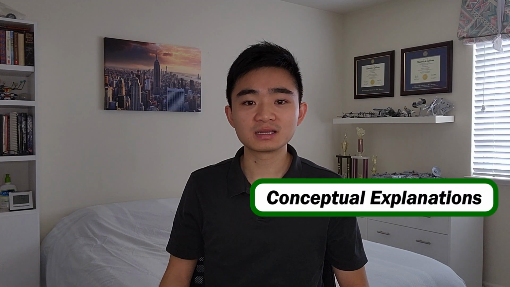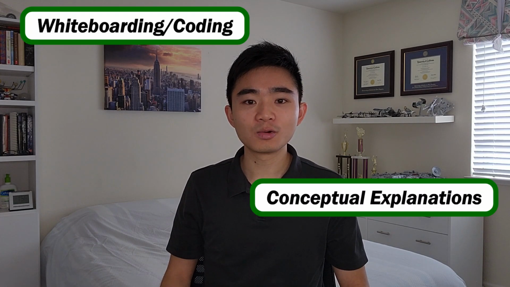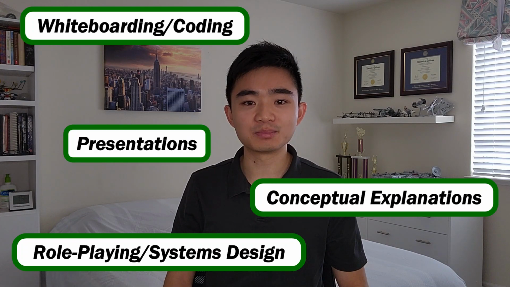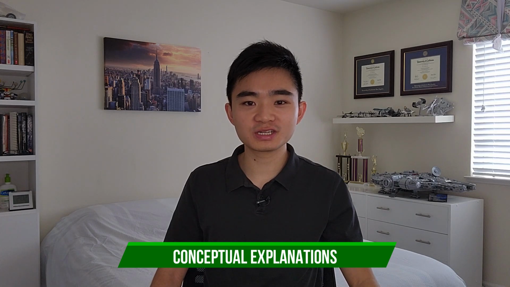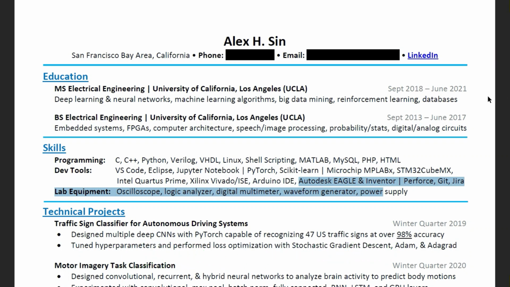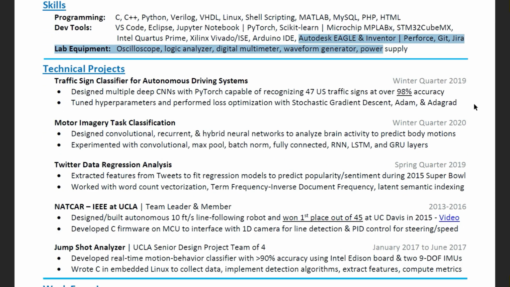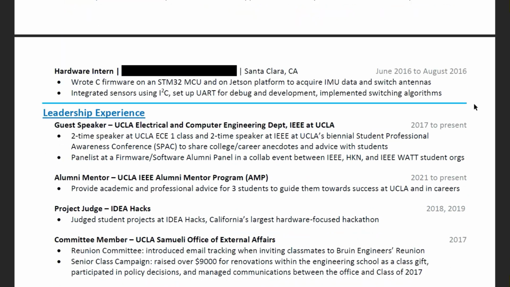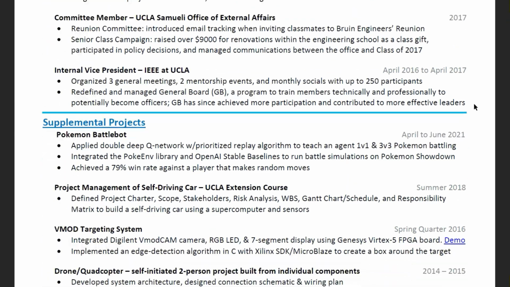I listed these categories to the best of my ability: conceptual explanations, whiteboarding and coding, role-playing and systems design, and presentations. Conceptual explanations are straightforward questions to test your knowledge and understanding. These are facts and theories that you learn from school, books, and even your projects and work experience. That is why remembering these details on your resume is crucial.